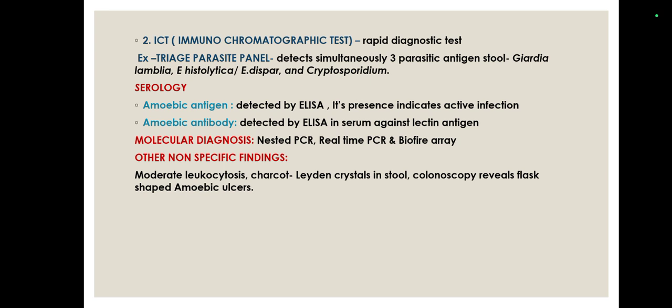Array. Next, non-specific findings. If a person has amoebic dysentery, there are some non-specific findings that include moderate leukocytosis, that is a moderate rise in WBC count, and the presence of Charcot-Leyden crystals in stool. What are Charcot-Leyden crystals? They are diamond-shaped breakdown products of eosinophils. Next, colonoscopy reveals flask-shaped amoebic ulcers.